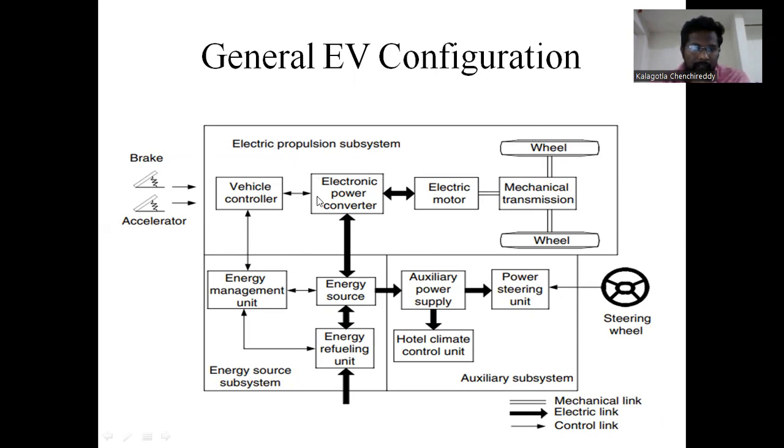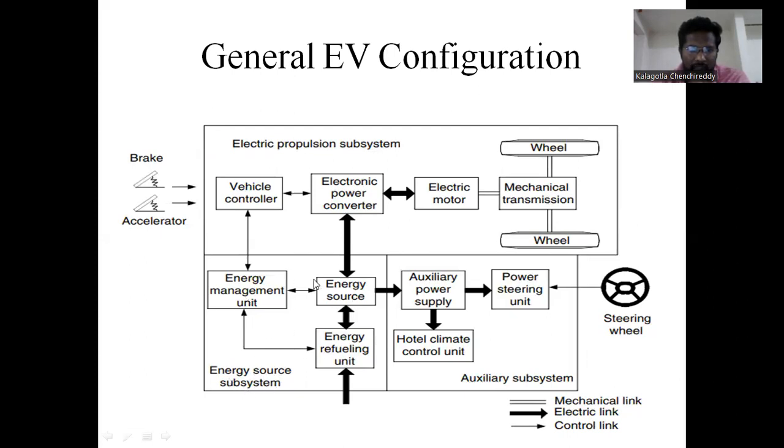Next, here are the brake and accelerator. The brake and accelerator are the vehicle controller inputs. This is the total electrical propulsion subsystem block.